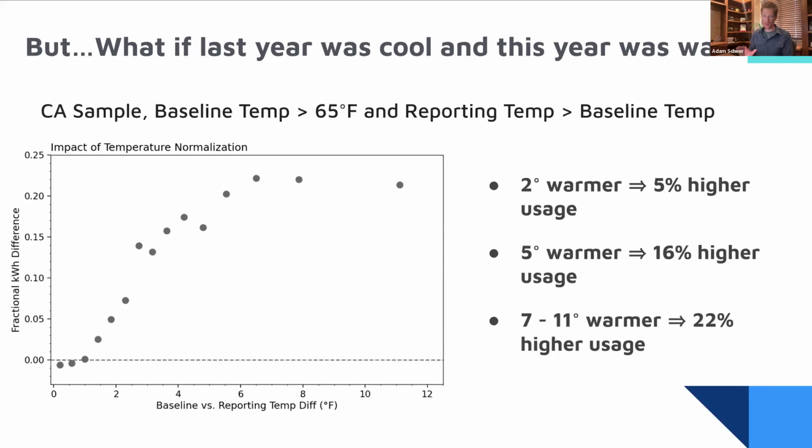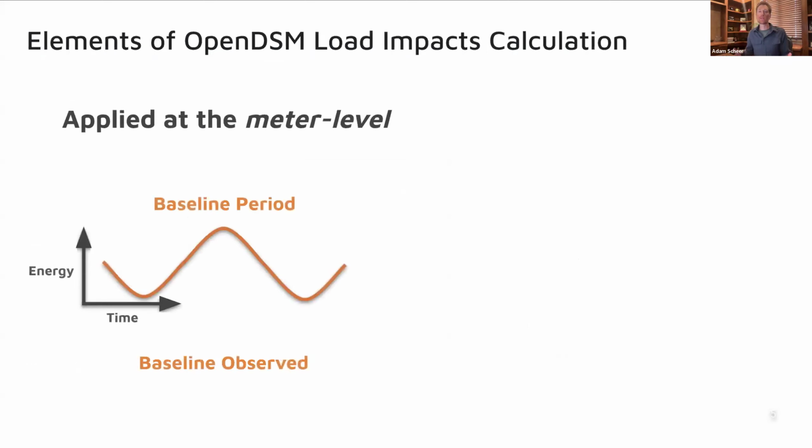So, temperature alone is a major driver of energy consumption, and it's something that is, of course, not attributable to a program intervention. So, we need to normalize out the impacts of temperature and other factors that we'll talk about today. So, how do we do that, and why do we do it this way, so to speak?